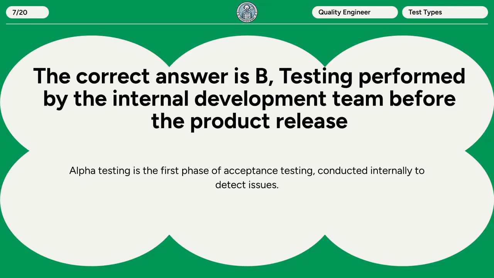The correct answer is B. Testing performed by the internal development team before the product release. Alpha testing is the first phase of acceptance testing, conducted internally to detect issues.